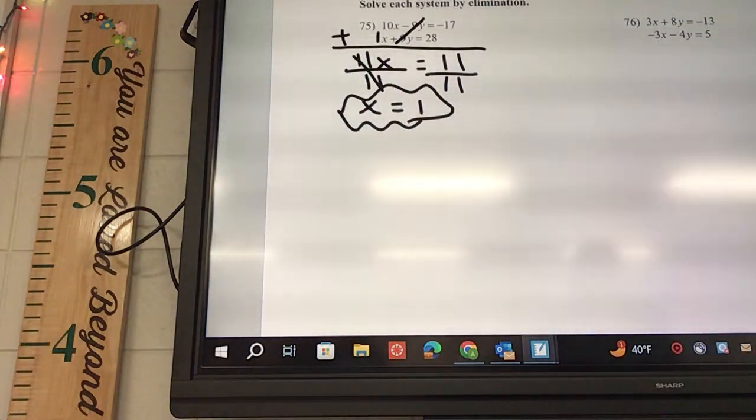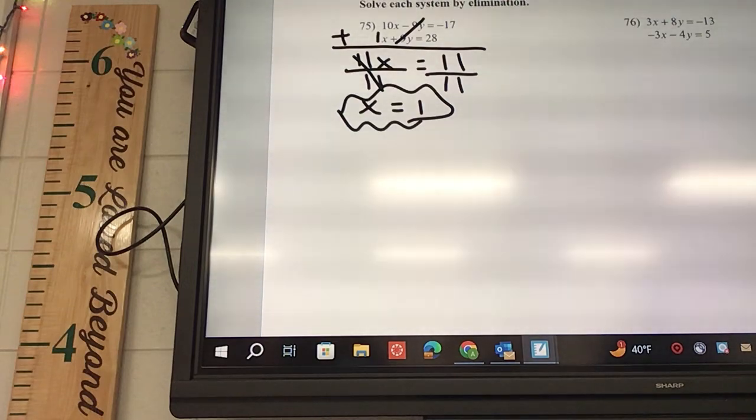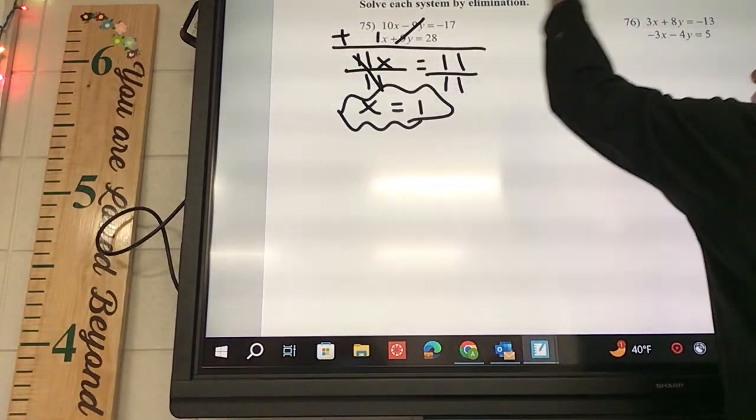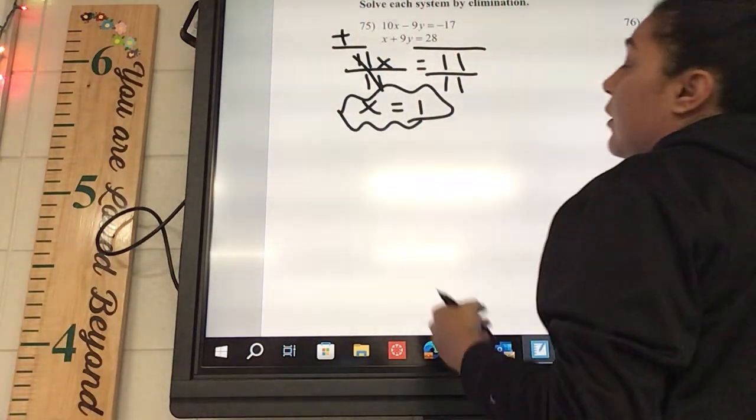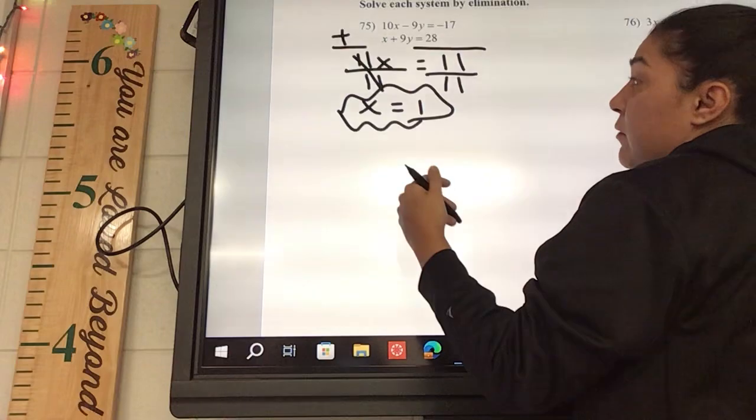Again, from this point, you need to stop and look at your answer choices. If one of them has the x as a 1, then you can stop. If there's two, then you're going to have to keep going. And from here, we plug into one of the original equations. In this case, I'm going to use the second one.